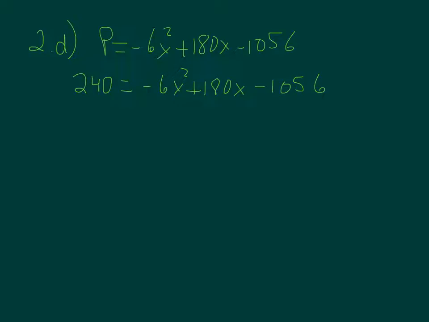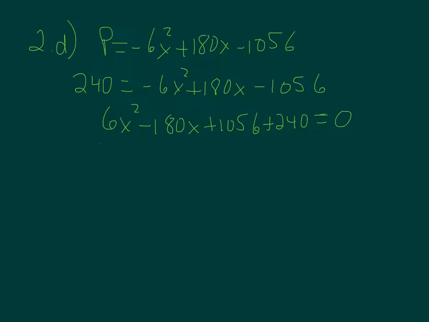If we put everything together on one side of the equation, then let's bring everything to the left side of the equation. So negative 6x squared becomes positive 6x squared over here. Positive 180x becomes negative 180x. Negative 1056 becomes positive. And we already had 240 over there. And on the right-hand side now we have equals 0. Should be equals 0. Yes, should be equals 0.